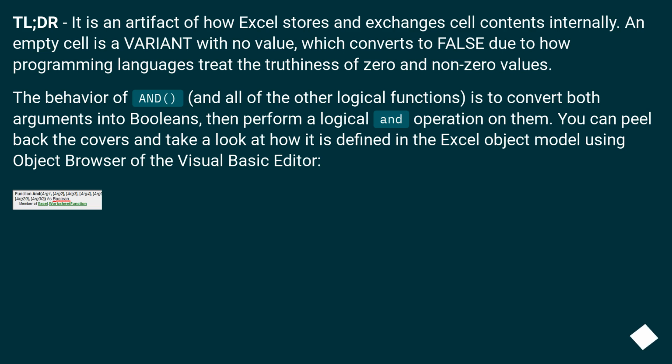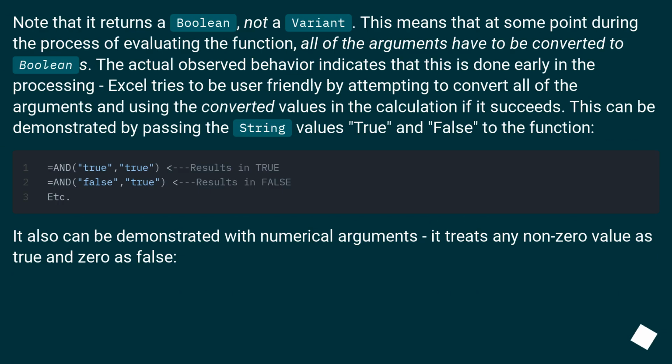You can peel back the covers and take a look at how it is defined in the Excel object model using the Object Browser of the Visual Basic Editor. Note that it returns a boolean, not a variant. This means that at some point during the process of evaluating the function, all of the arguments have to be converted to booleans. The actual observed behavior indicates that this is done early in the processing.